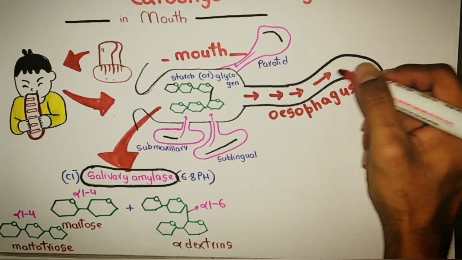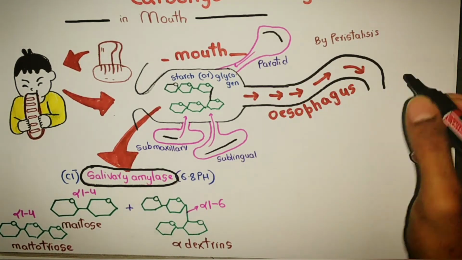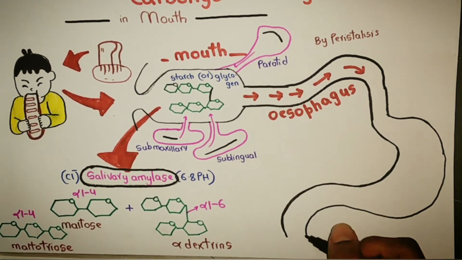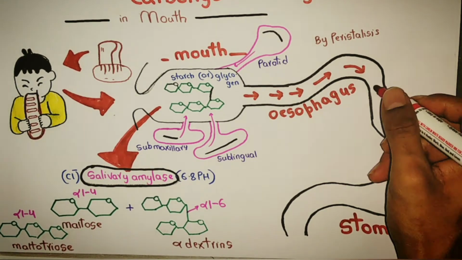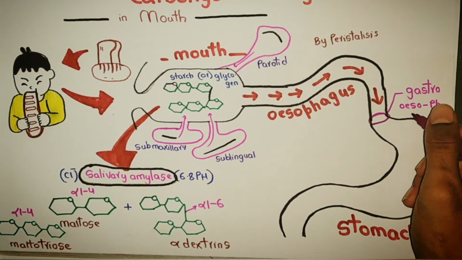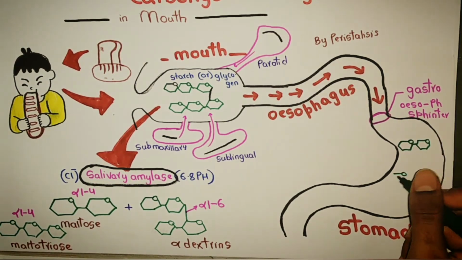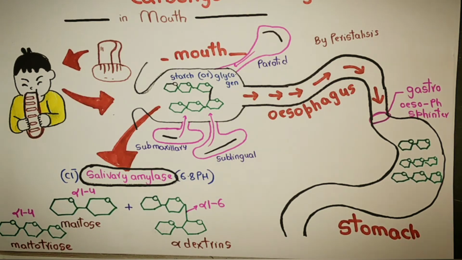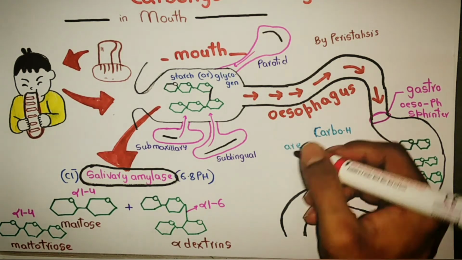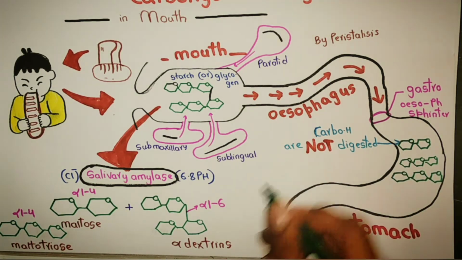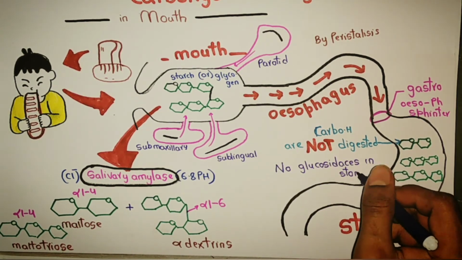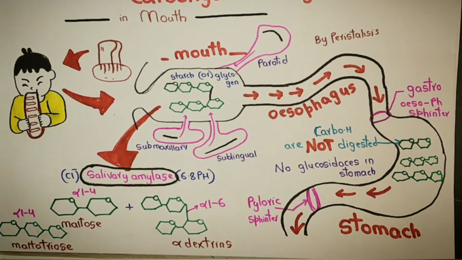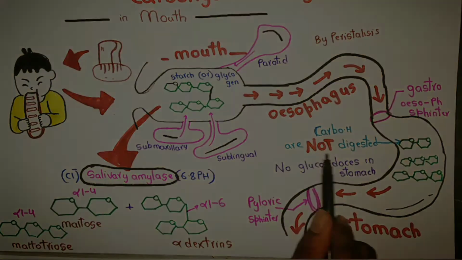The food moves through the esophagus by the process called peristalsis into the muscular churning bag called stomach. The food from the esophagus enters into the stomach by the opening of the gastroesophageal sphincter. Though having the acidic environment provided by HCl, we have to remember that no carbohydrate digestion happens in the stomach because of not having any carbohydrate digesting enzymes. So the food from the stomach through the pyloric sphincter enters into the duodenum.